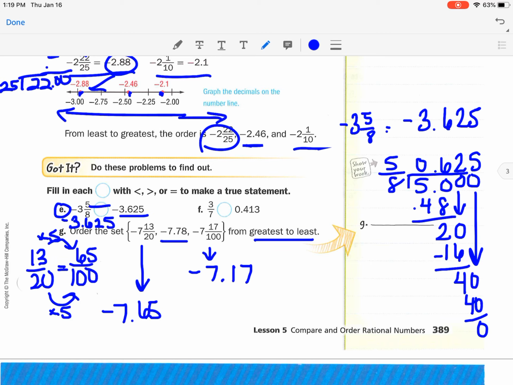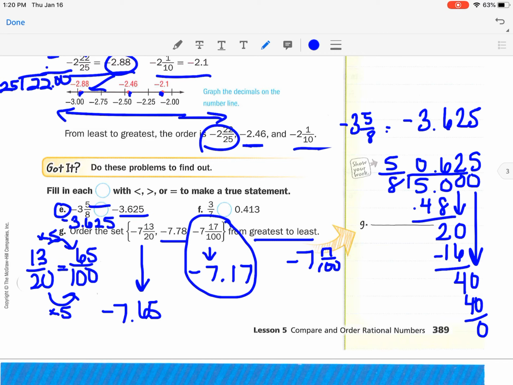Okay, so now knowing what I know about these, I'm going to order them from greatest to least, which means the first one is going to be my smaller one because they're all negative. So the smallest number is actually going to be the biggest. So negative 7 and 17 hundredths, because that's this one right here that we did, okay, and I've got to make sure I go back to my original problem.